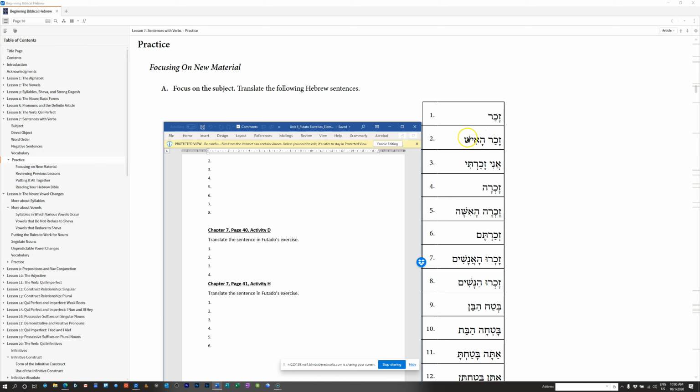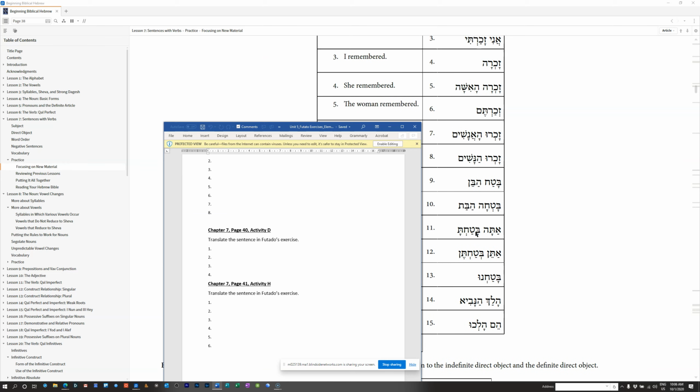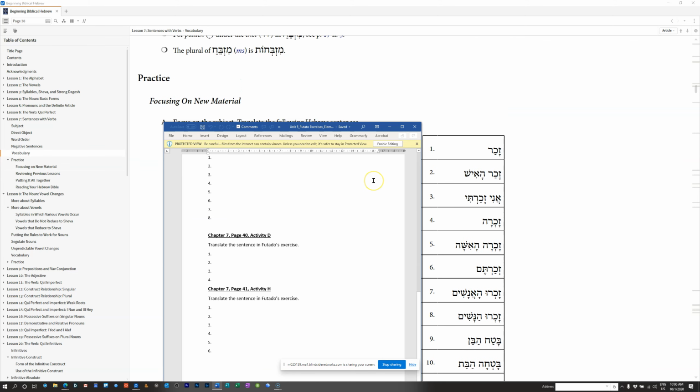Or is the man the direct object of the sentence? Was the man the one who was remembered? He remembered the man. In Hebrew, if your direct object is definite, we have a definite article here, you're going to get a particle, which it doesn't look like is getting used here.